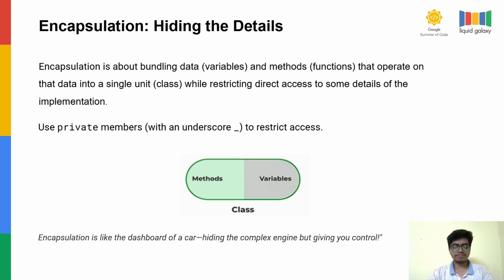For private members we use an underscore. Basically, for any private variable, the variable name starts with an underscore in Dart. You can compare it with real world examples: encapsulation is like the dashboard of a car, hiding the complex engine but giving you the control.